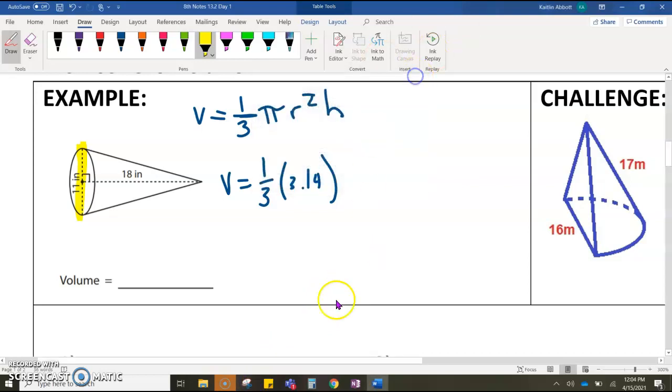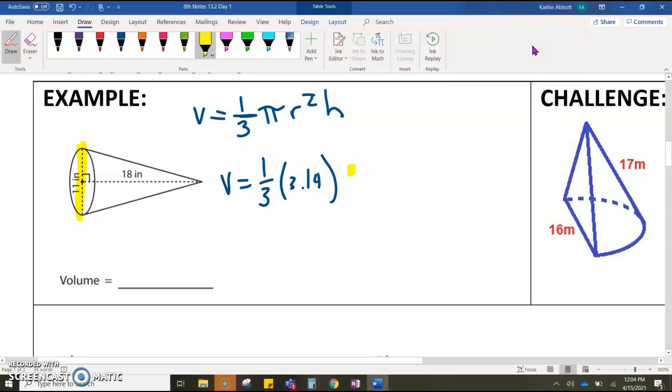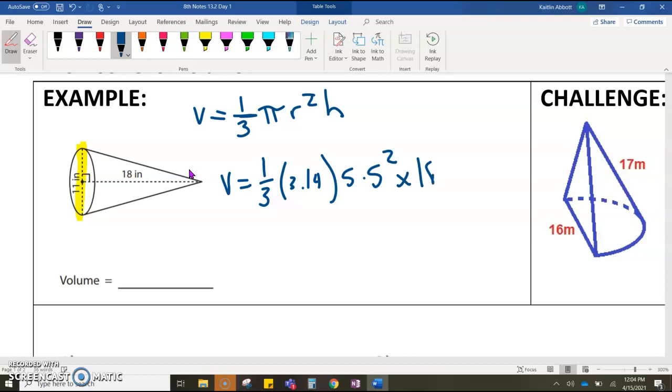That is not what I want. I want this. So 11 divided by 2 gets us 5.5. So we need 5.5 squared, and the height is 18. So we're also going to multiply times 18.